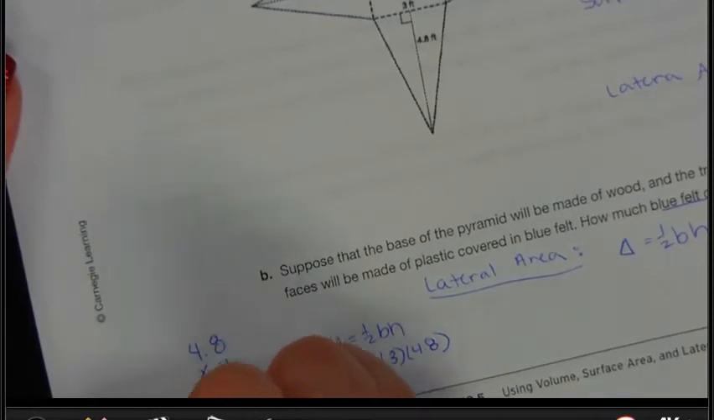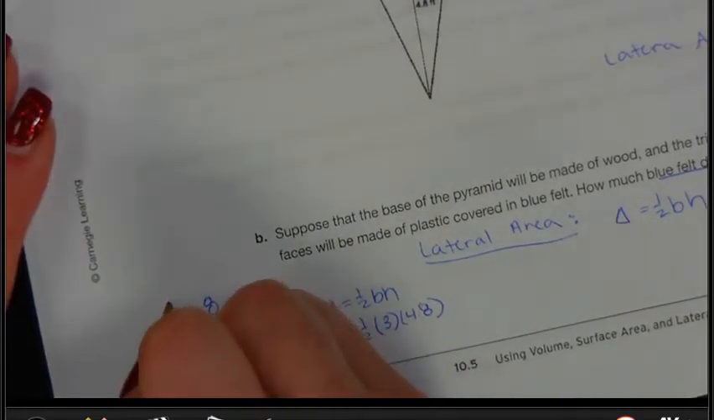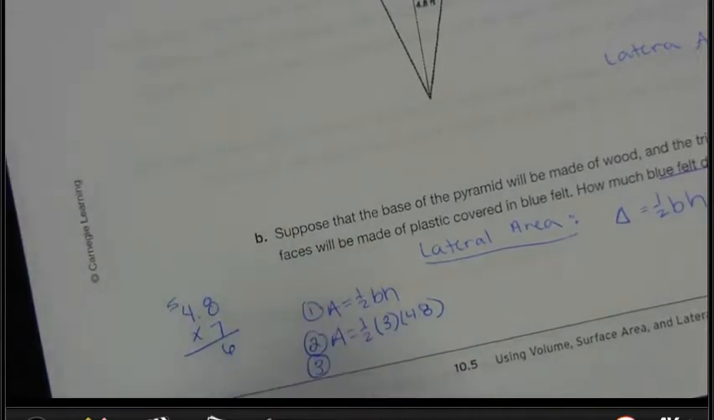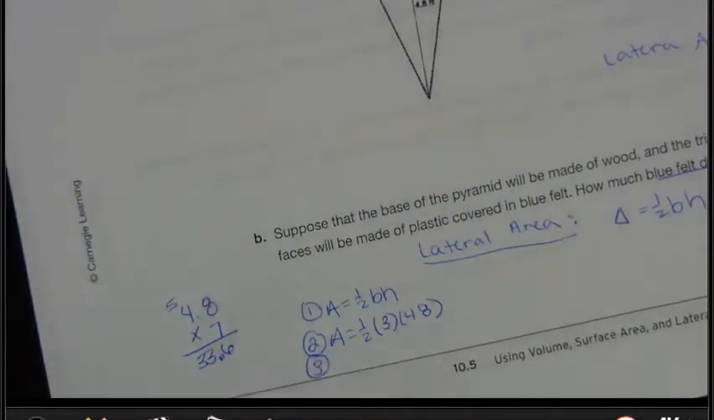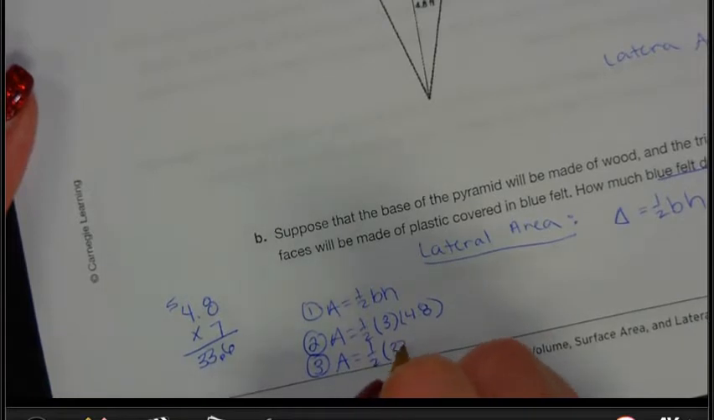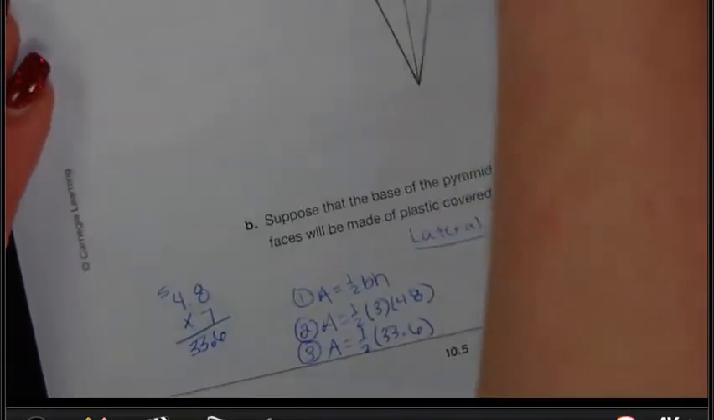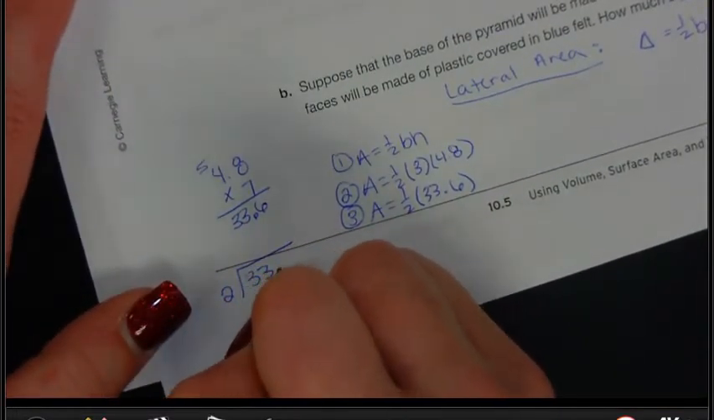So 4.8 times 7. 7 times 8, I believe that is 56. So 7 times 8, it is 56. 7 times 4 is 28. And 28 plus 5 is 33. And so I have 1 decimal place. So I should have 4.8 times 7, just double checking myself, should be 33.6. And then I have area is equal to 1/2 times 33.6, which means I need to take this number and divide it by 2. Okay, so I'm going to have 2 on the outside, 33.6 on the inside.